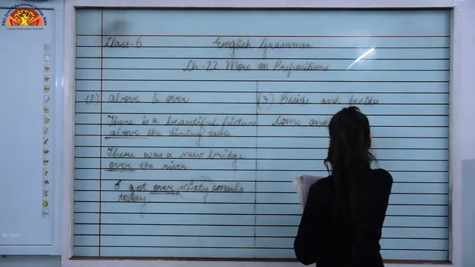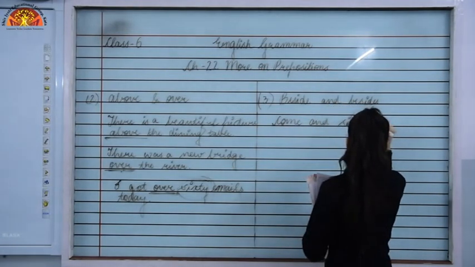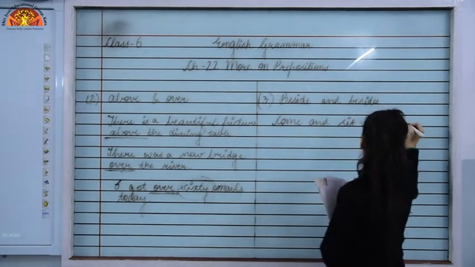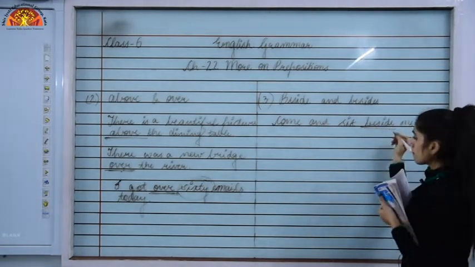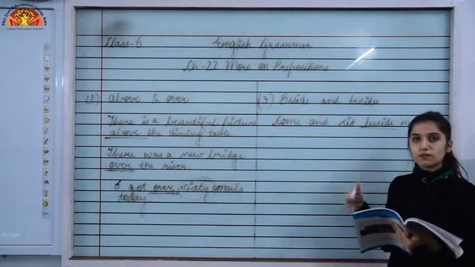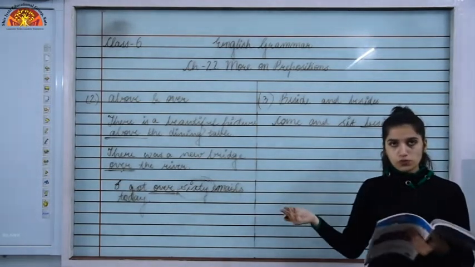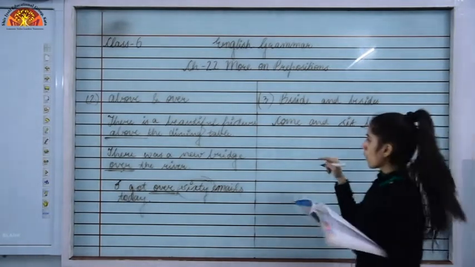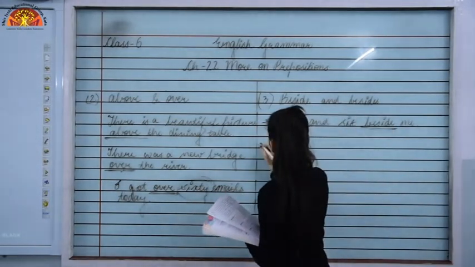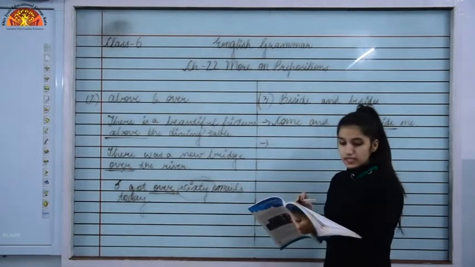Come and sit beside me, not besides me. What will come? Beside, because beside means what? When something is next to us or close to us, that is why we have used beside, not besides. Okay, and let us take the another example. That is besides.